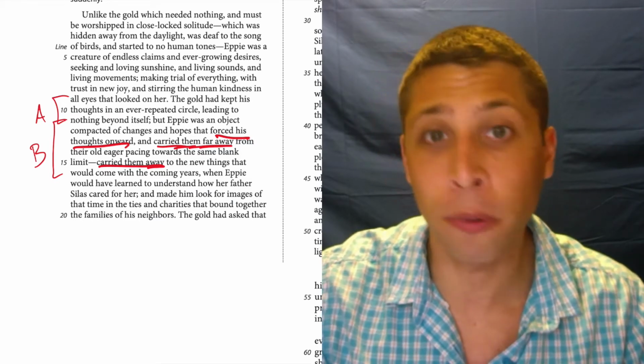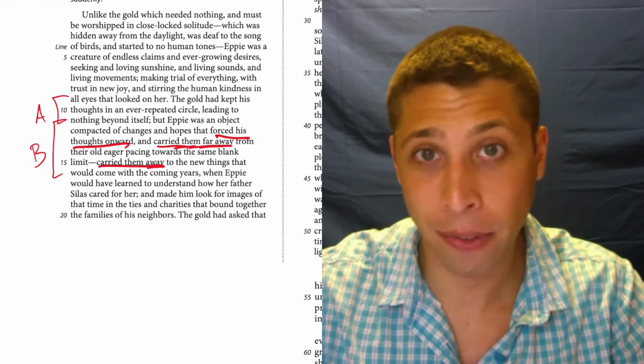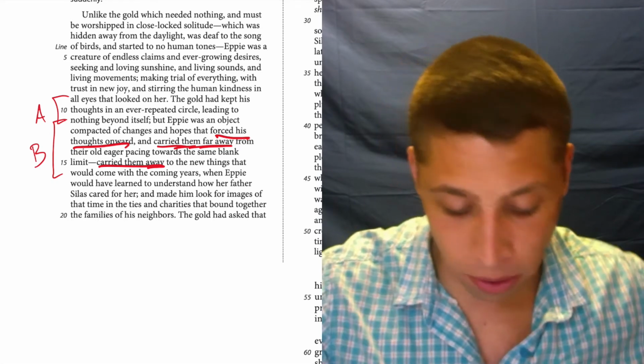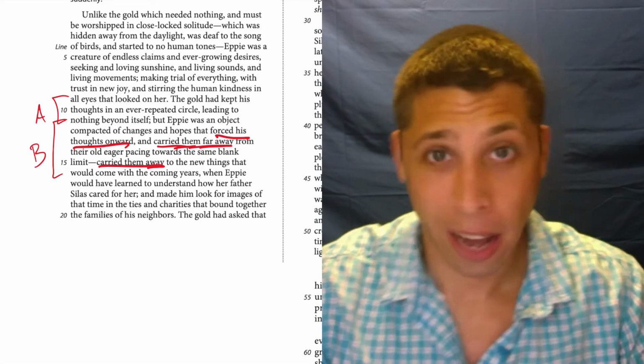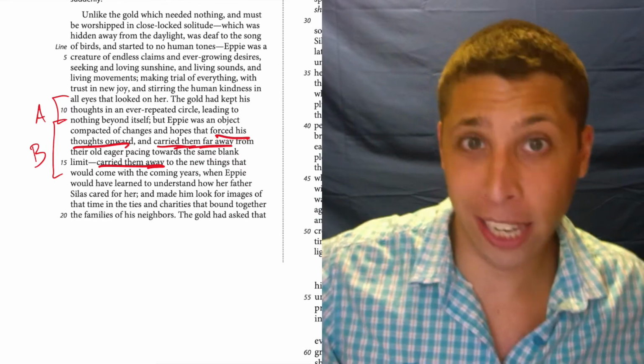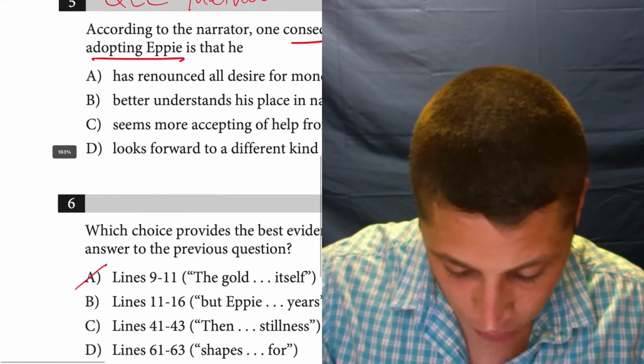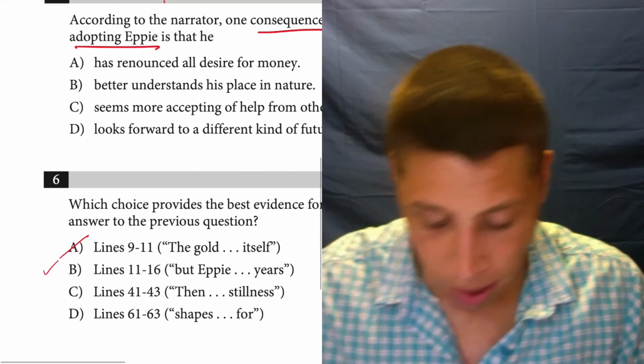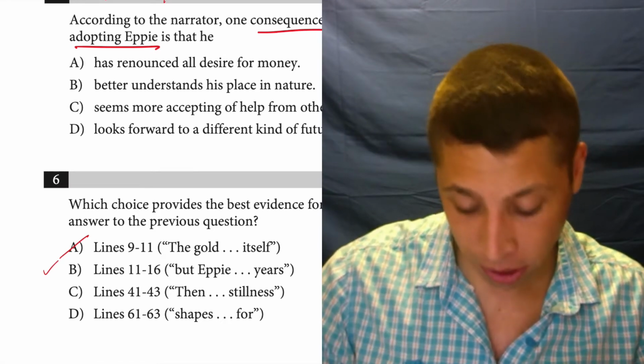But this is absolutely a consequence, right? What happened after he adopted her? His thoughts were forced onwards and carried away. I don't really know what that means, but it's clearly an answer to the question in number 5. So choice B here is looking pretty good. Let's look at 41 to 43, though. Let's look at 61 to 63.